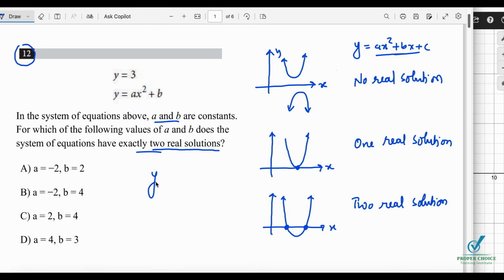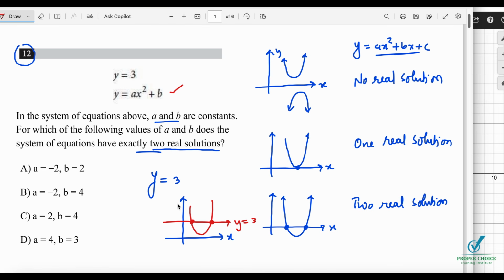When we plot y equals 3 on Desmos, it shows a line which is parallel to the x-axis. This is the line y equals 3. Now when you plot this equation also on Desmos, you can choose values of a and b from the options. It should intersect the line y equals 3 at two different points, I don't know where, regardless. Those values of a and b tell us that the given system has exactly two real solutions.